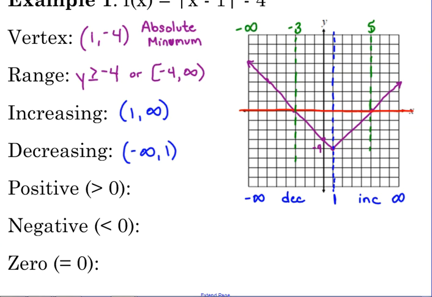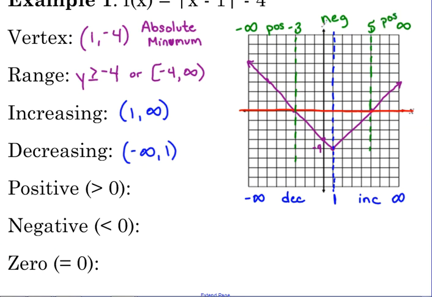I'm going to put my infinities up here too, because they still apply. We're still going left to right. This first section is above the x-axis, so above is positive. This section between these two lines is below the axis, so that is negative, from -3 to 5. And then this last section right here, from 5 on, is above the x-axis, so that is positive.